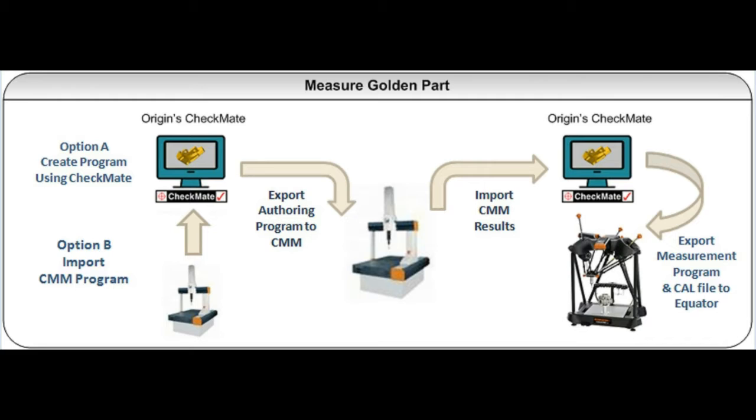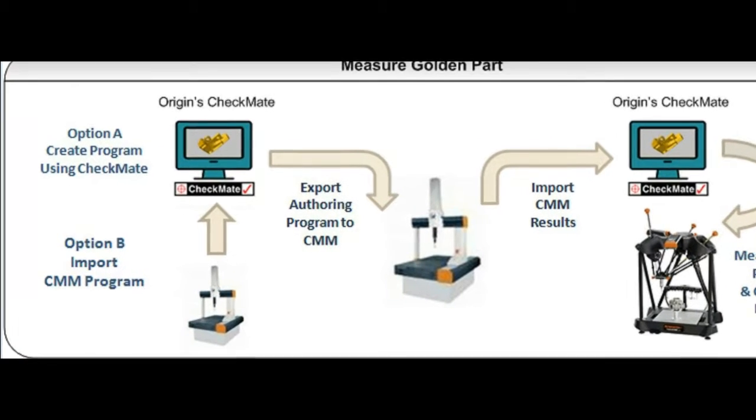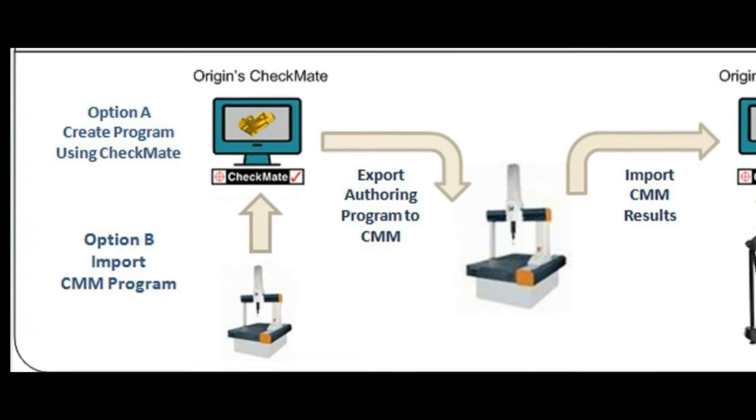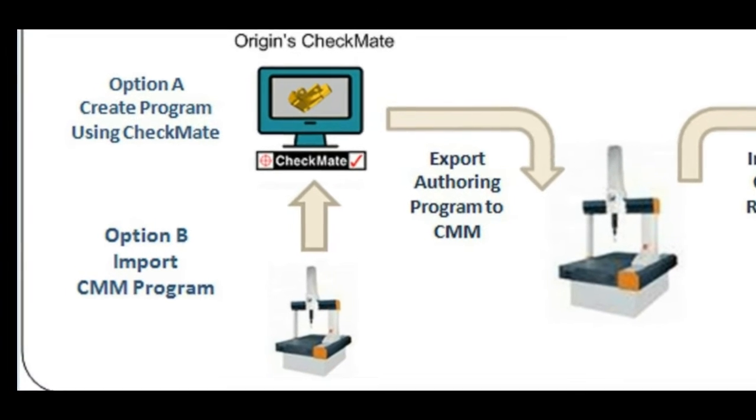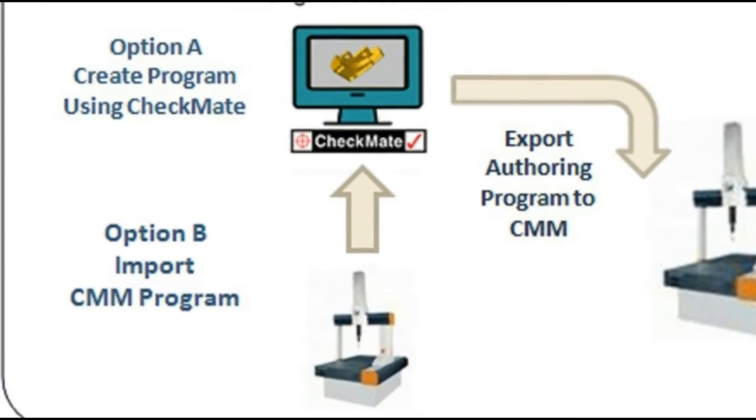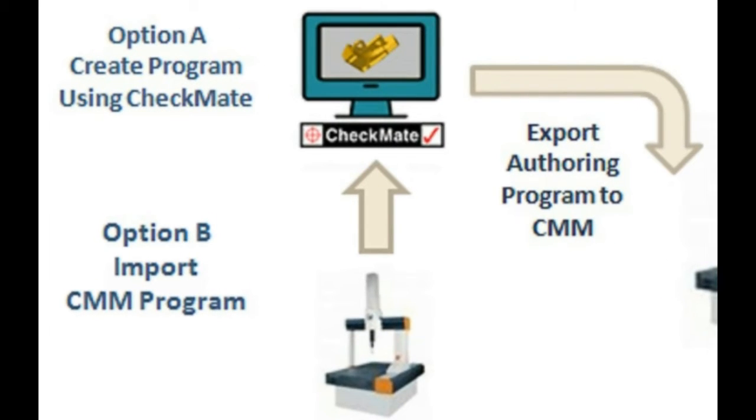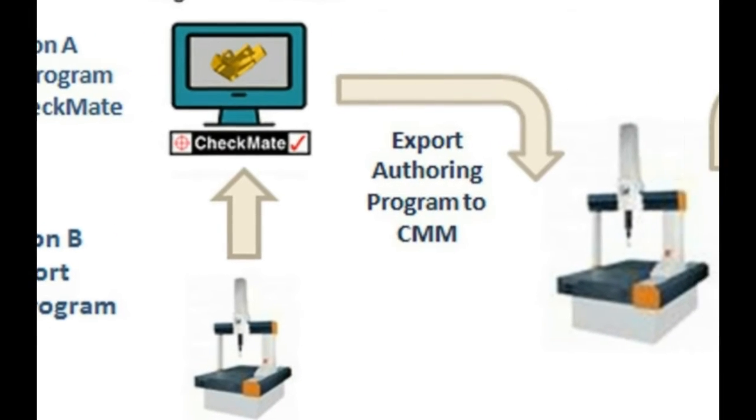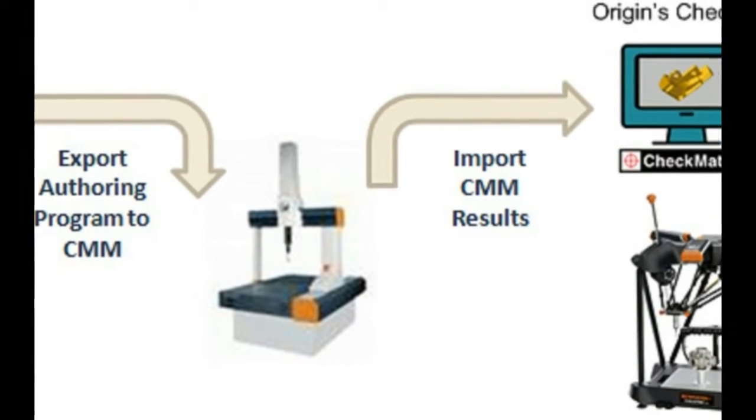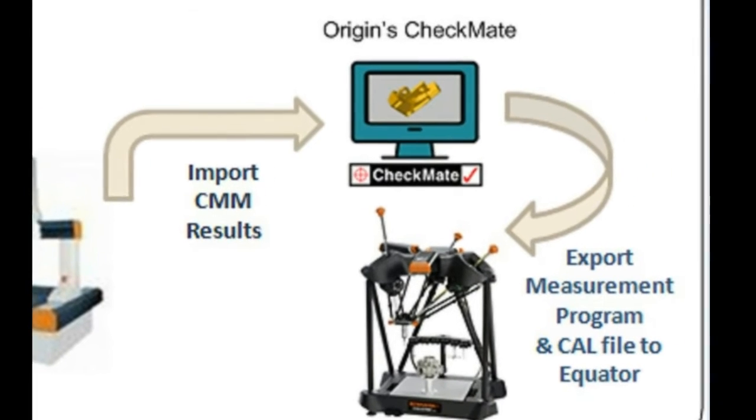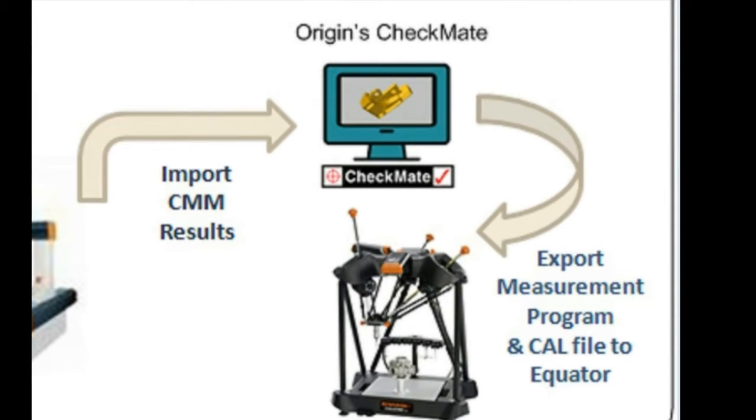This is a diagram showing the flow of events involved in using Checkmate authoring to generate files needed for the equator. Starting on the left side, we can create a program in Checkmate or import a program from your own CMM. With just a few edits, Checkmate exports a special authoring program to run on the CMM. The results of running this CMM program are imported into Checkmate, which in turn exports a DMIS measurement program and a cal file that the equator requires to run.